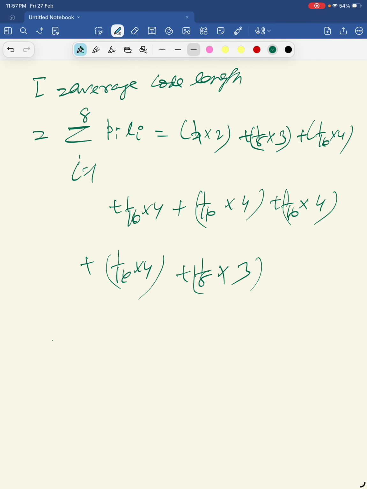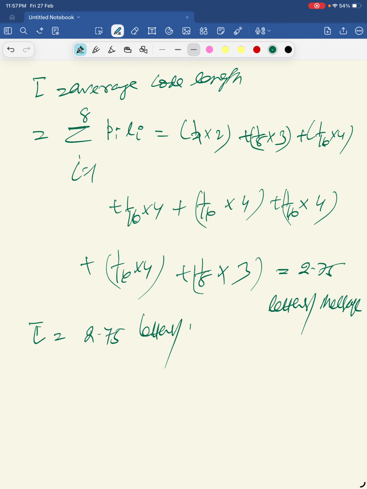So if we add together, that will give you 2.75. What should the unit be? Letters per message. So L bar is equal to 2.75 letters per message. Now we'll go for calculating entropy H of x.